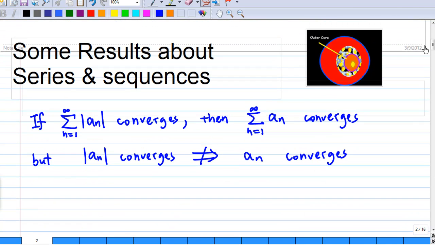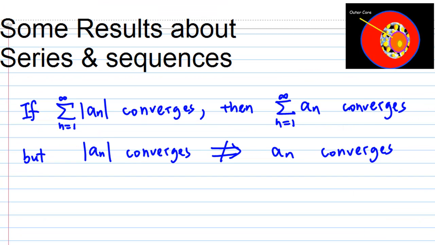It is important to distinguish the differences between sequence and series. For example, if the series summation of absolute value of a_n converges, then the series summation of a_n also converges. This is guaranteed by the absolute convergence test for series. However, the same result is not true for sequence. That means if the absolute value of sequence converges, then we cannot guarantee that the sequence a_n will converge.